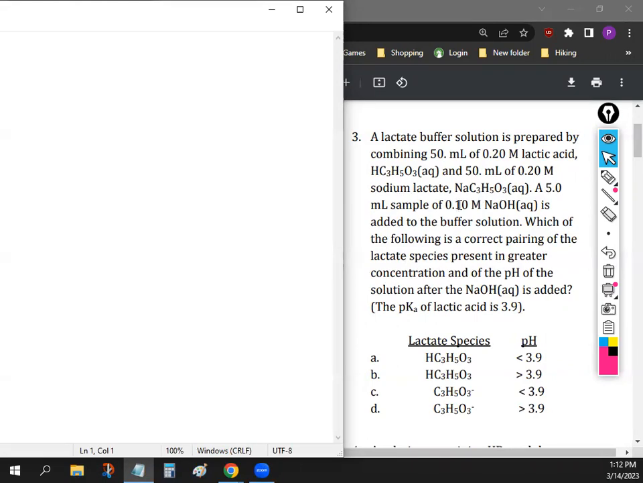This right here, sodium lactate. Anything that has an alkali metal is a strong electrolyte, so the Na will break off.